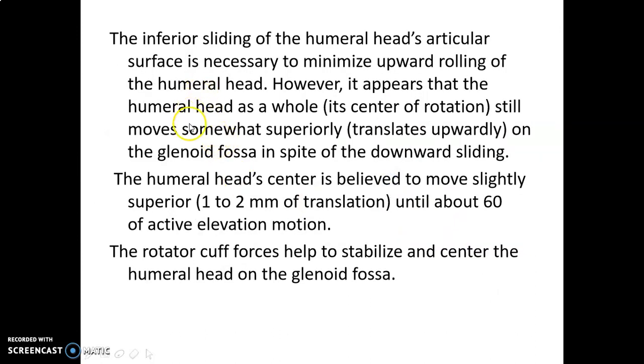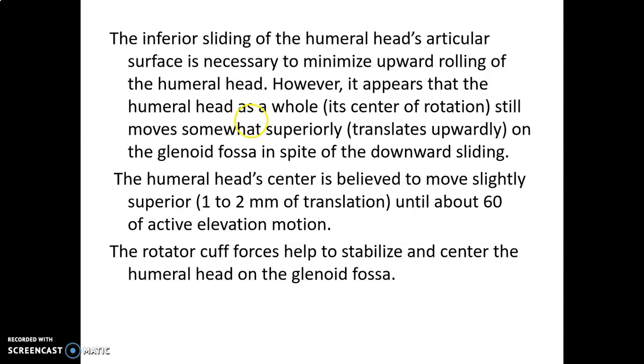So the inferior sliding of the humeral head's articular surface is necessary to minimize upward rolling of the humeral head. The inferior sliding of the humeral head's articular surface, that means the inferior sliding of the humerus, is very, very important to avoid any kind of upward rolling of the humeral head.